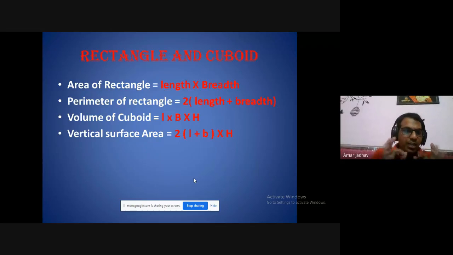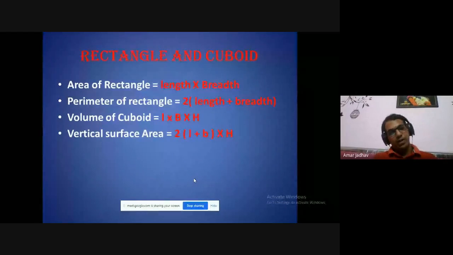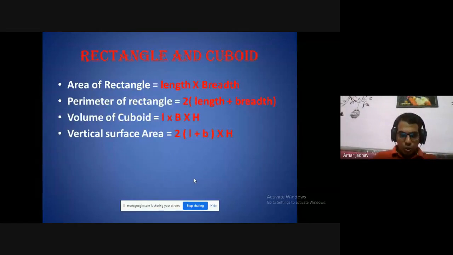I'm going to give you 30 seconds. In short, you can write it down, everyone, because you are my new students. Yes, I'm going to tell you a little bit of mathematics today. Come on, quick. Area of rectangle, length into breadth. Perimeter of rectangle, 2 bracket length plus breadth. Volume, simple, multiply all the dimensions. And vertical surface area, 2 bracket length plus breadth into height. I hope all have written.